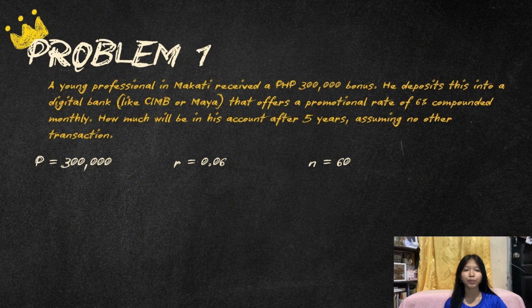Analyzing the problem, the given are present value, which is 300,000, nominal rate, which is 6% or 0.06, and 60 for our n. Because it is compounded monthly, we have a number of conversions of 12. Multiply it by 5 years, that's why it's 60. Now, how much will be in his account after 5 years, assuming no other transaction?